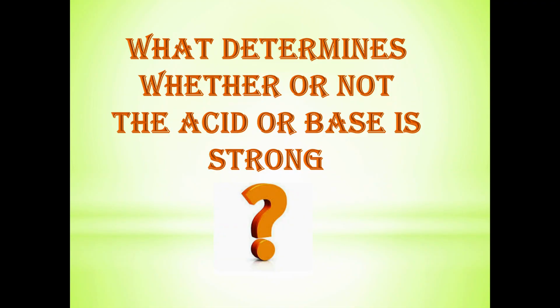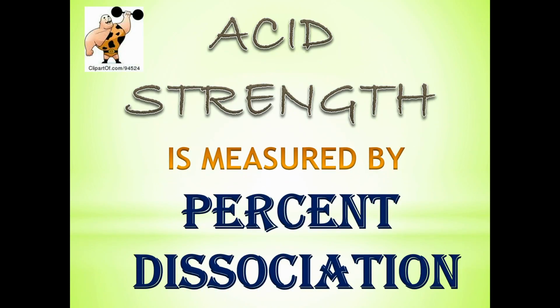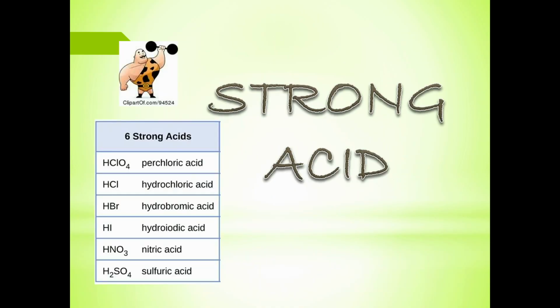There are strong acids that are combined with a halogen. There are strong acids that are combined with a polyatomic. And there are weak acids that are combined with a halogen or with a polyatomic. So how do we determine whether an acid is strong or not? Well, we know that strength is measured by percent dissociation. If it dissociates 100%, then we consider it to be a strong acid. But what determines whether or not it will dissociate? What is it about these acids that allow them to dissociate 100%?